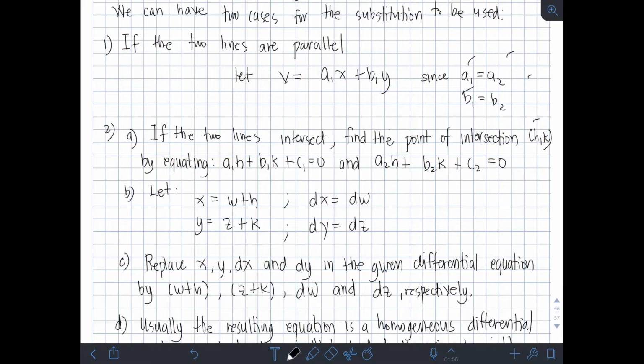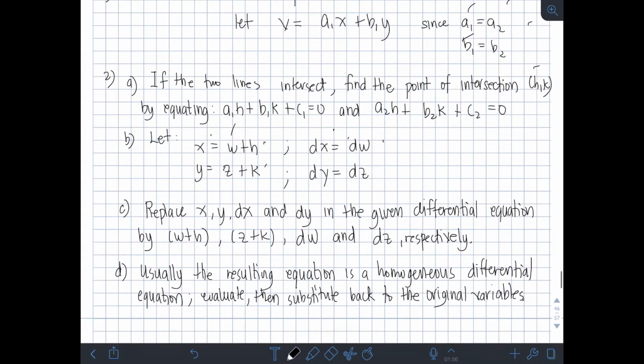Let x be equal to w plus h and y be equal to z plus k. So, magdadagdag tayo ng panibagong variable na w at z. Tapos, pag differentiate natin to, we have dx is equal to dw since yung h is constant lang, right? So, dx equals dw lang. Kapag naman sa y equals z plus k, pag differentiate natin siya, dy is equal to dz lang din kasi yung k is constant at derivative lang nun is 0.